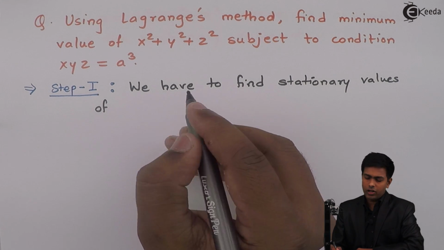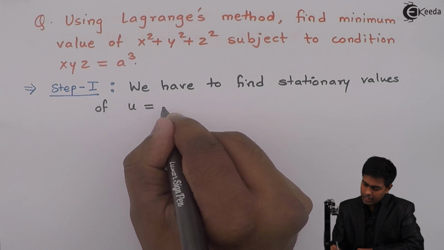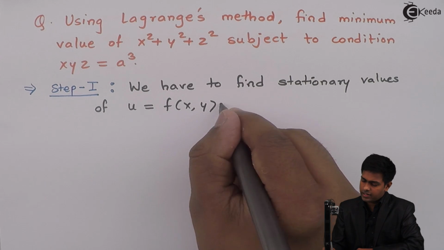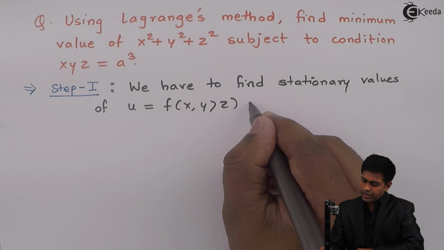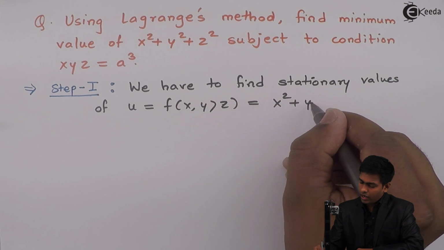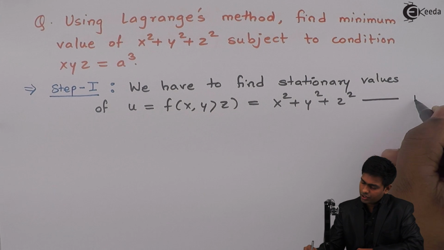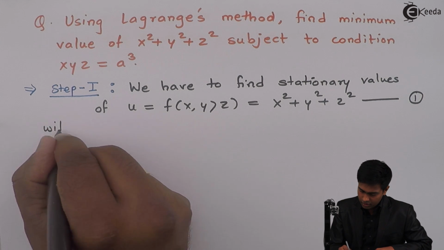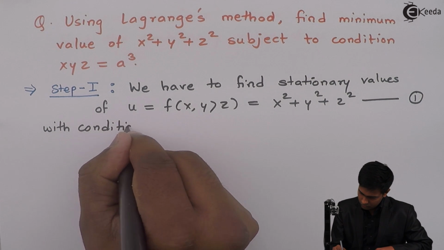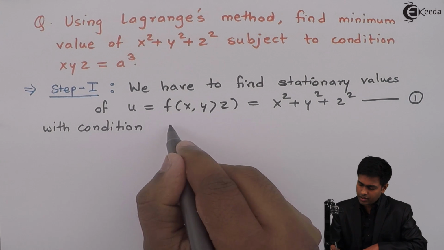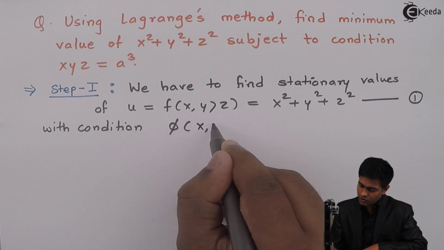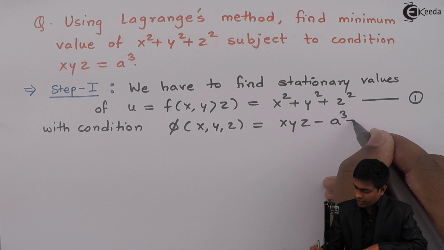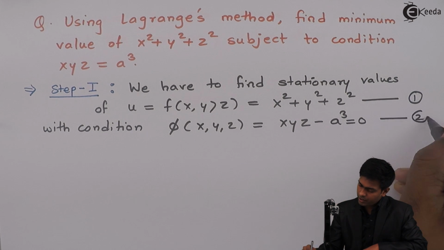of the function. So function is u, or I will say f of x comma y comma z. Here the function is of x, y and z. So it is equal to x square plus y square plus z square, and this is our equation number 1. Subject to the condition. So condition is also a function of x, y, z. So I will say this condition as phi of x, y, z, which is xyz minus a cube equal to 0, and this is equation number 2.